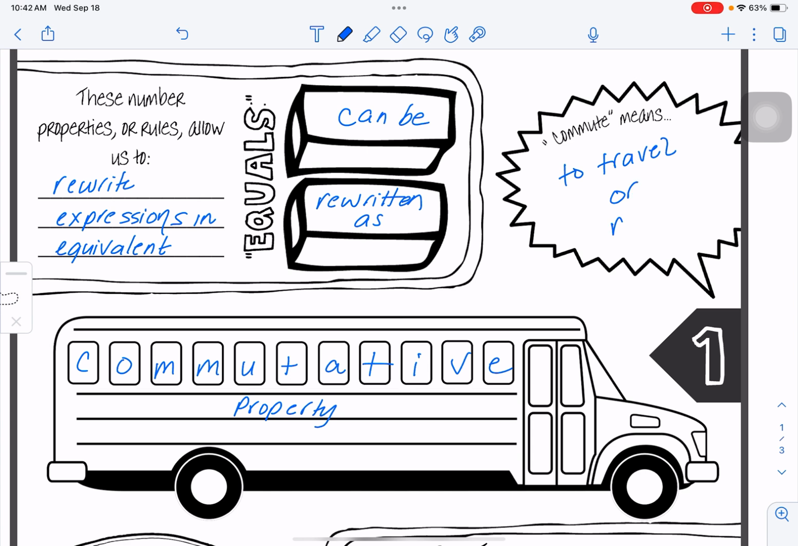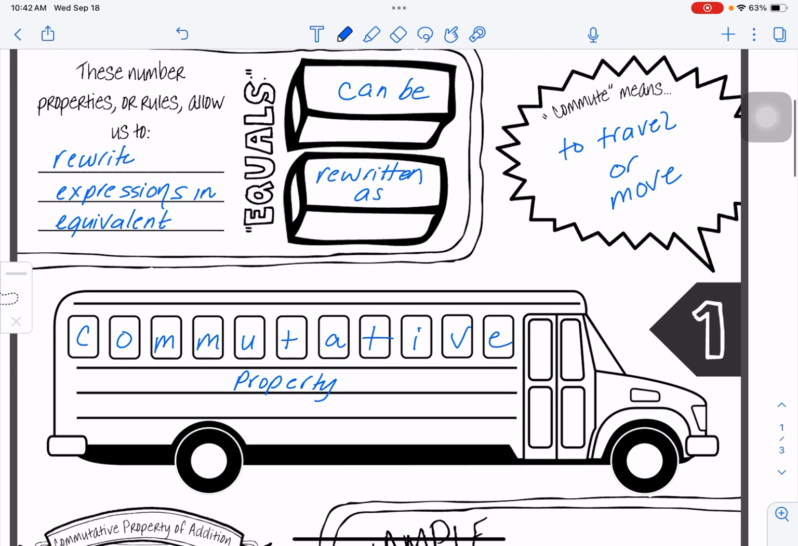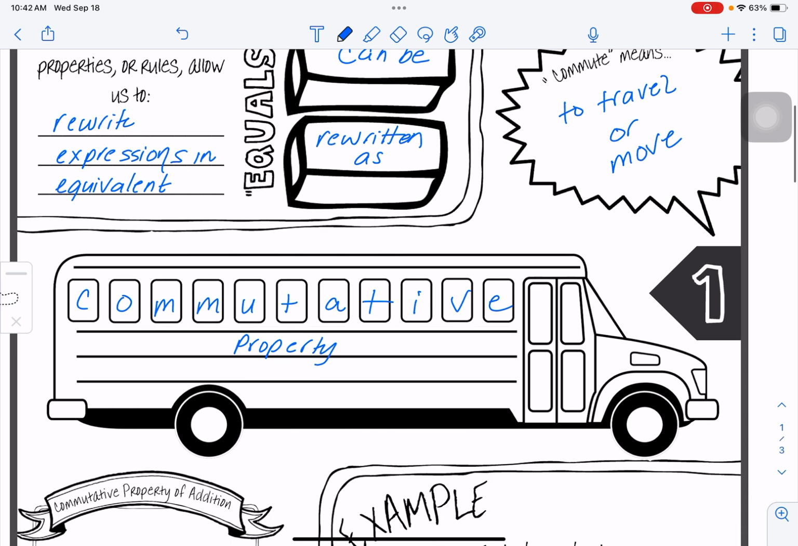What commute means to do is it means to travel or move. And in the commutative property, that's essentially what is happening. In the commutative property, it is the numbers that travel or move. So commutative property, the numbers, and the key word is there, it's the numbers that travel or move. Now, what does that look like? Well, they have a couple of examples for us down below.